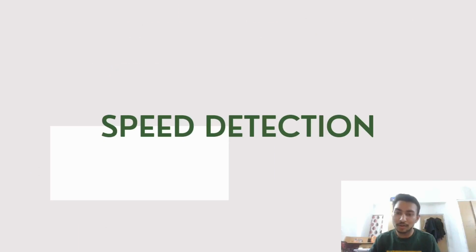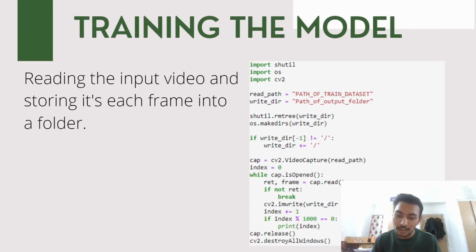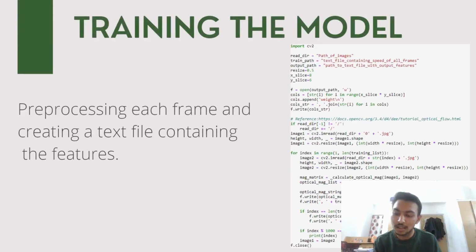Hi guys, I'm Uday, so I'll be explaining speed detection. Here we read the input video, separate it into frames, and store them in a different directory. In pre-processing, we read all the frames two by two, resize them to 0.5 of the original size, calculate the optical flow between two frames, slice the output into an 8 by 6 matrix and flatten it into a 1 by 48 array. If there are n frames, the output feature .txt would be of size n cross 48 matrix.